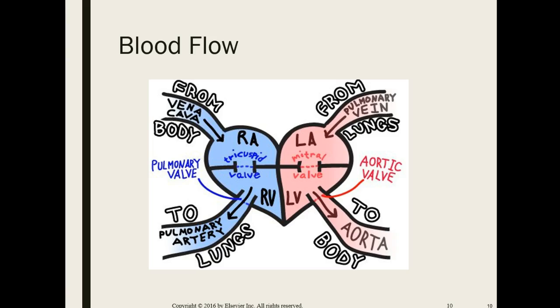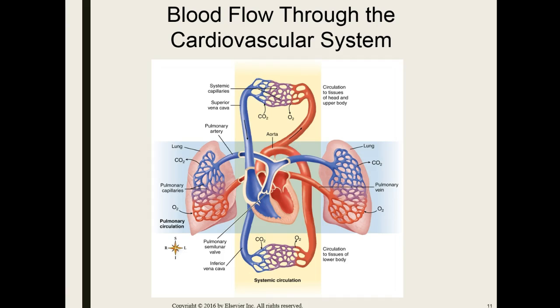So here's just a little picture to show that. So again, superior vena cava, inferior vena cava, they're going to meet up, and the blood is going to go through the right atrium, through the tricuspid valve, into the right ventricle, through the pulmonary semilunar valve, through the pulmonary artery to the lungs, and then up to the pulmonary vein, into the left atrium, through the mitral or bicuspid valve, into the left ventricle, and then through the aortic semilunar valve to the aorta, going out to the rest of the body. This is just another diagram depicting that, which can also be found in your book.